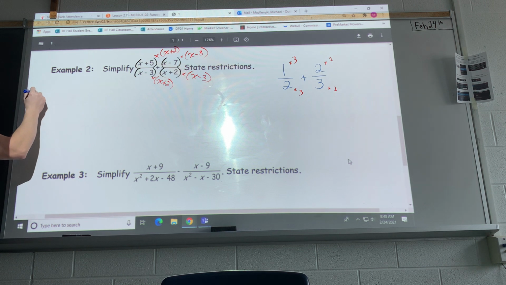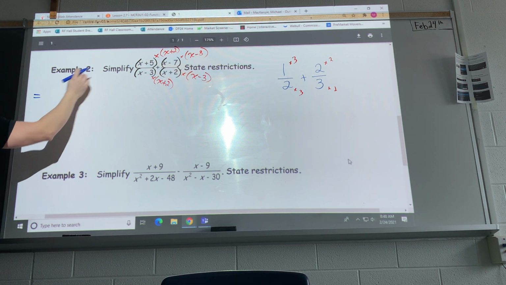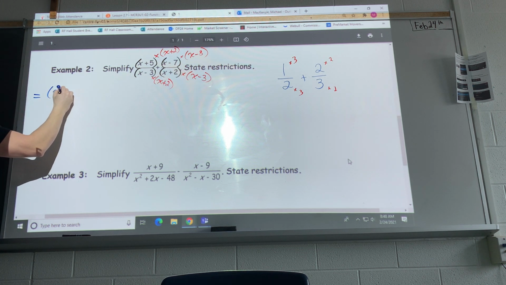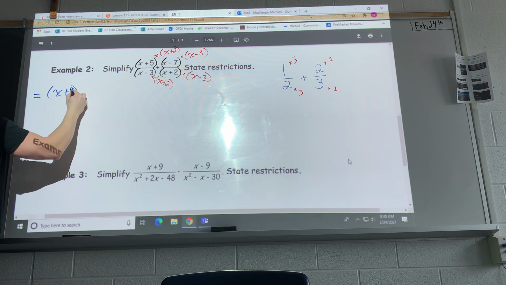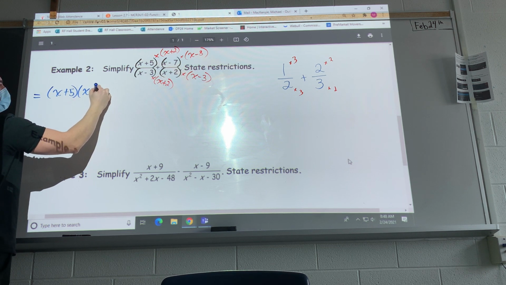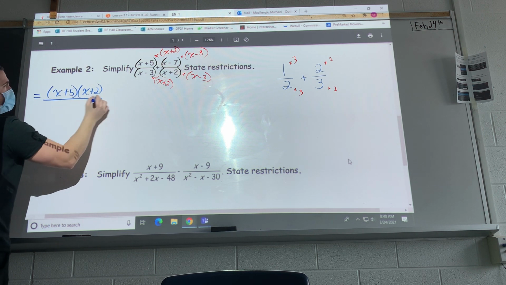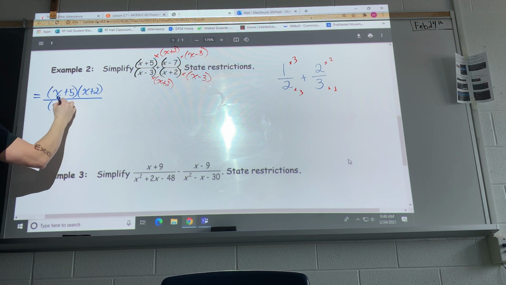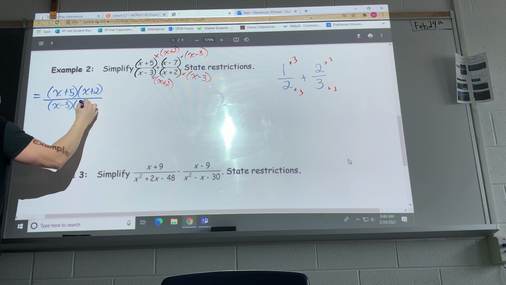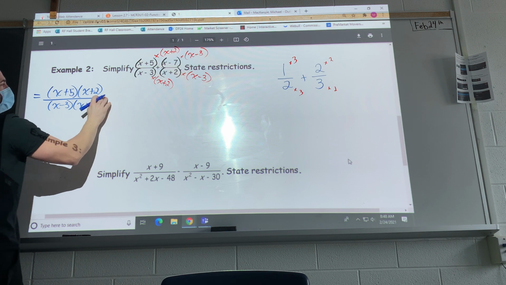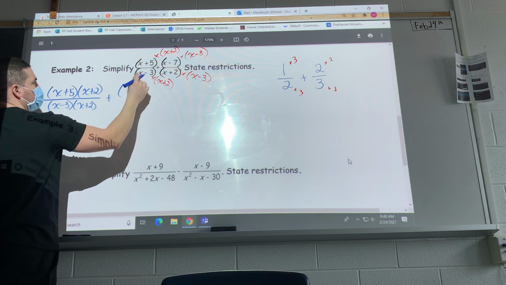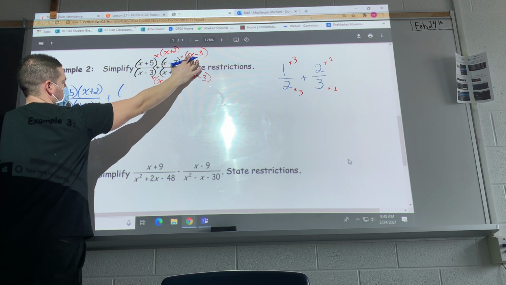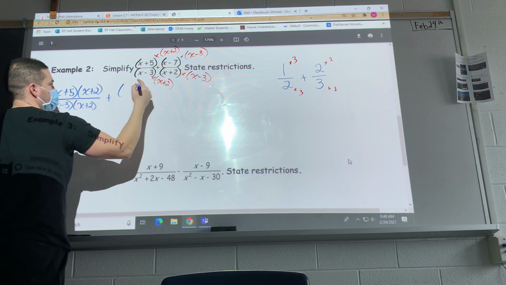I'm not going to expand yet. So what I get in the first fraction is x plus 5 times x plus 2 all over x minus 3, x plus 2, plus our second fraction. Our numerator is x minus 7, x minus 3.